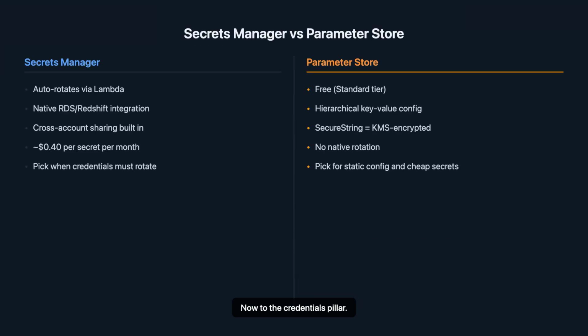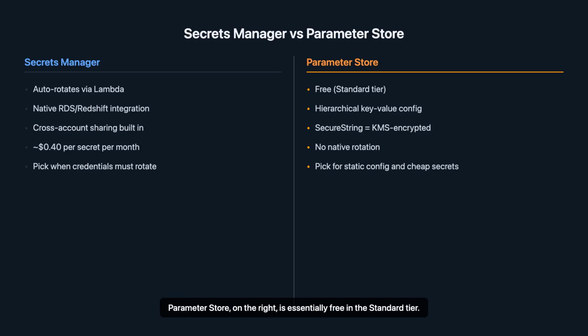Now to the credentials pillar. Secrets Manager on the left auto-rotates secrets using a Lambda function that Amazon Web Services provides for you. It has native integration with RDS, Redshift, and DocumentDB. It supports cross-account sharing through a resource-based policy, and it costs about 40 cents per secret per month. Pick it whenever credentials must rotate on a schedule.